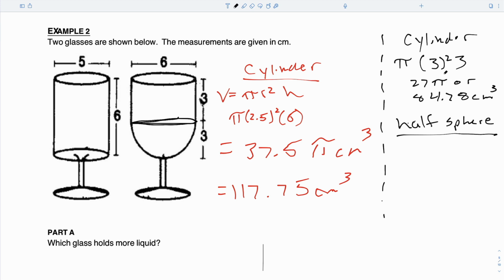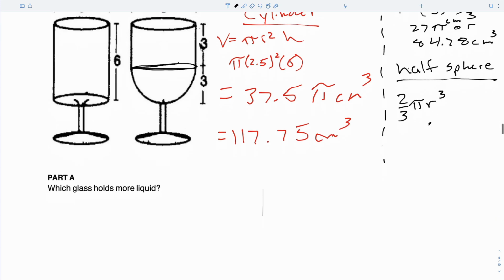Okay. Let's save this for later. The half sphere is down here, and the volume for a half sphere is 2/3 times pi r cubed. Indy, what's the radius for my half sphere?